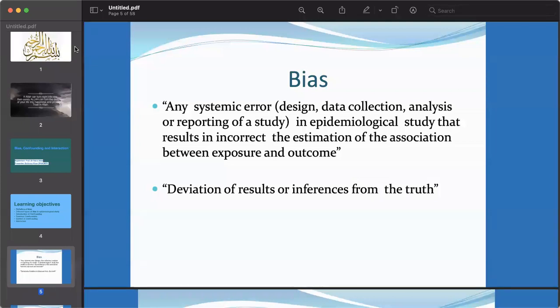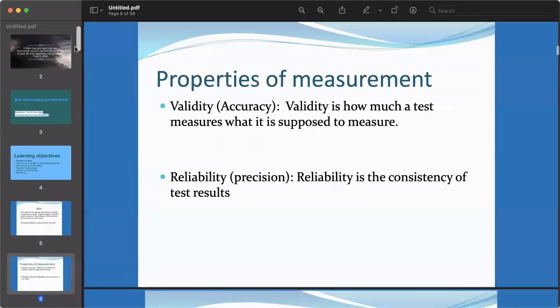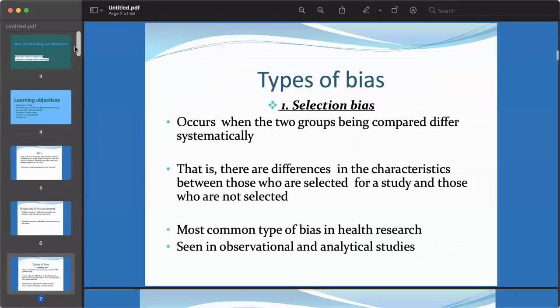Bias: any systematic error in the design, data collection, analysis, or reporting of an epidemiological study that results in incorrect estimation of the association between exposure and outcome, a deviation of results or inferences from the truth. Properties of measurement: validity is how much a test measures what it is supposed to measure. Reliability is the consistency of test results.